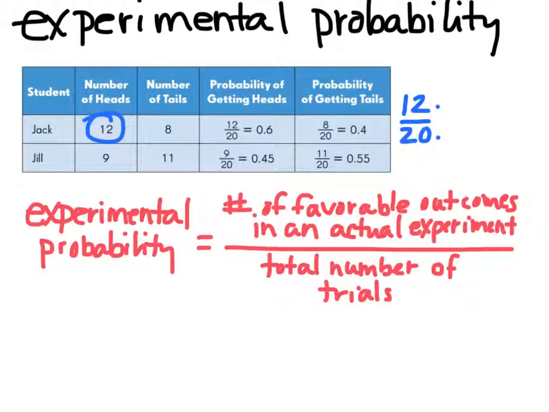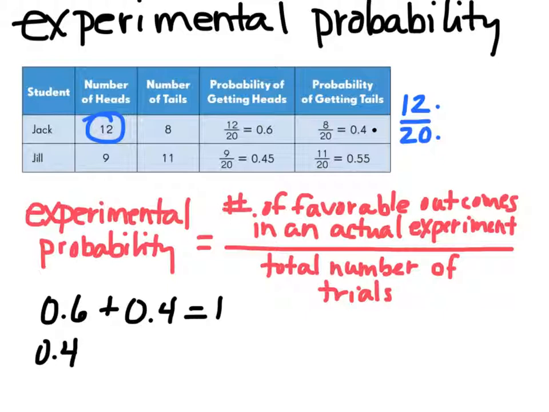The sum of the probabilities of an event occurring and not occurring should be equal to 1. Please note that in Jack's case, the probability of getting heads was 0.6. The probability of getting tails was 0.4. That equals 1. For Jill, the probability of getting heads was 0.45. The probability of getting tails was 0.55. That equals 1.